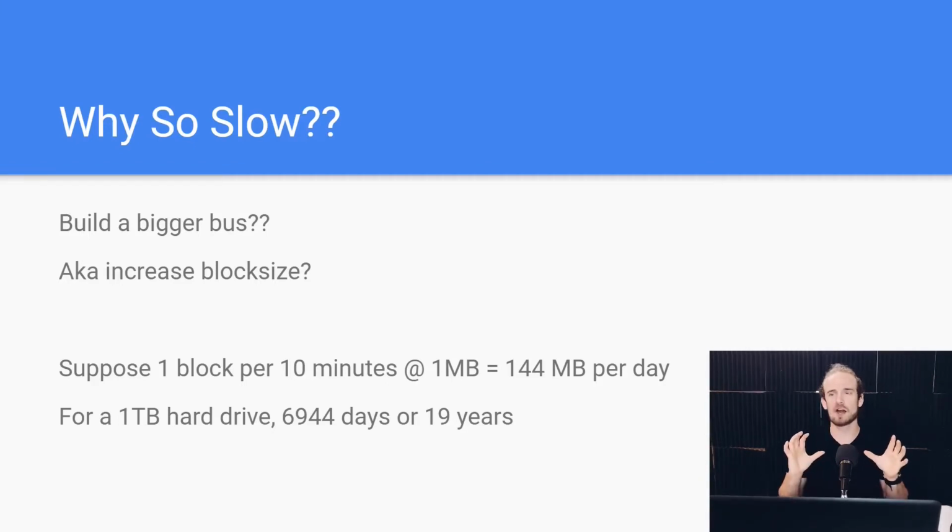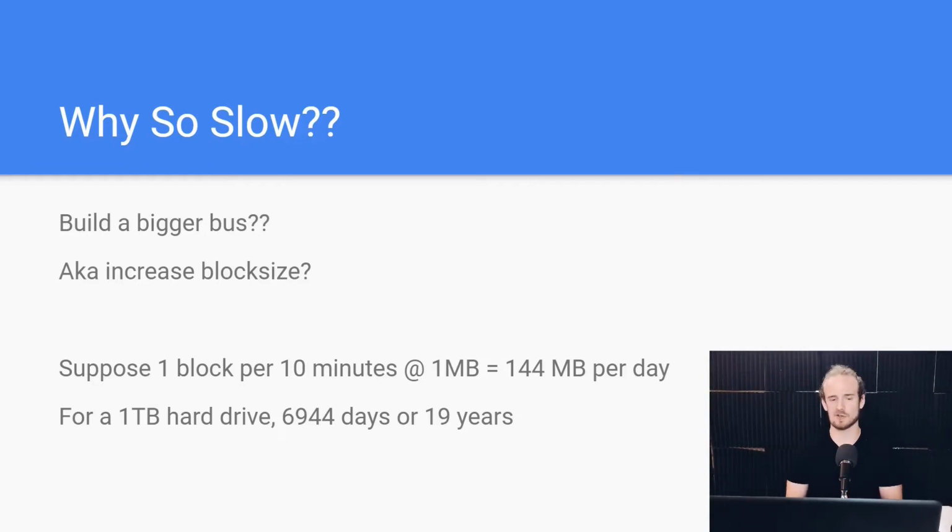However, we run up into a constraint known as the blockchain trilemma. And this is something in blockchain theory which basically says you can pick two out of any three things. You can have scalability, aka speed, you can have decentralization and security, but you can't have all three at once. Why would this be the case?